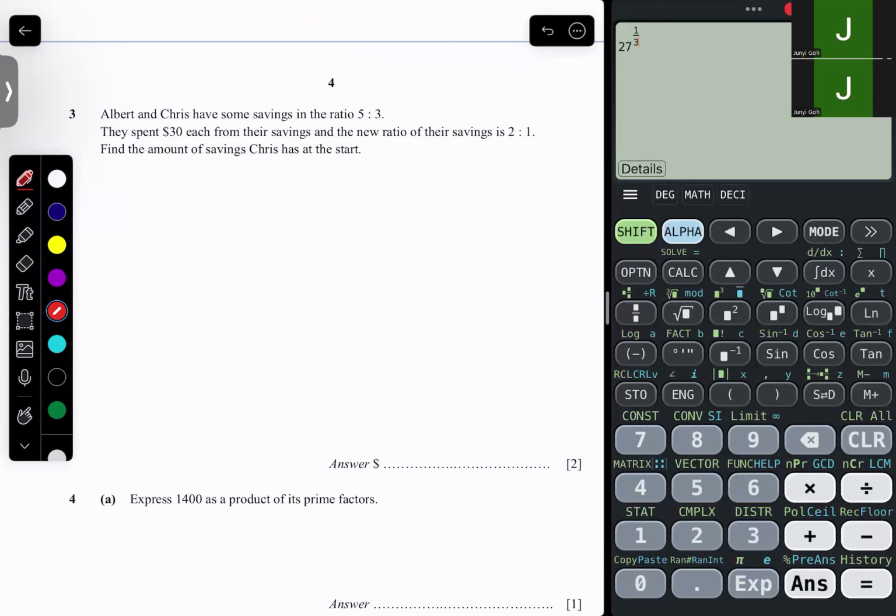So how this question is done is to understand that since they spend $30 each, Albert is to Chris.